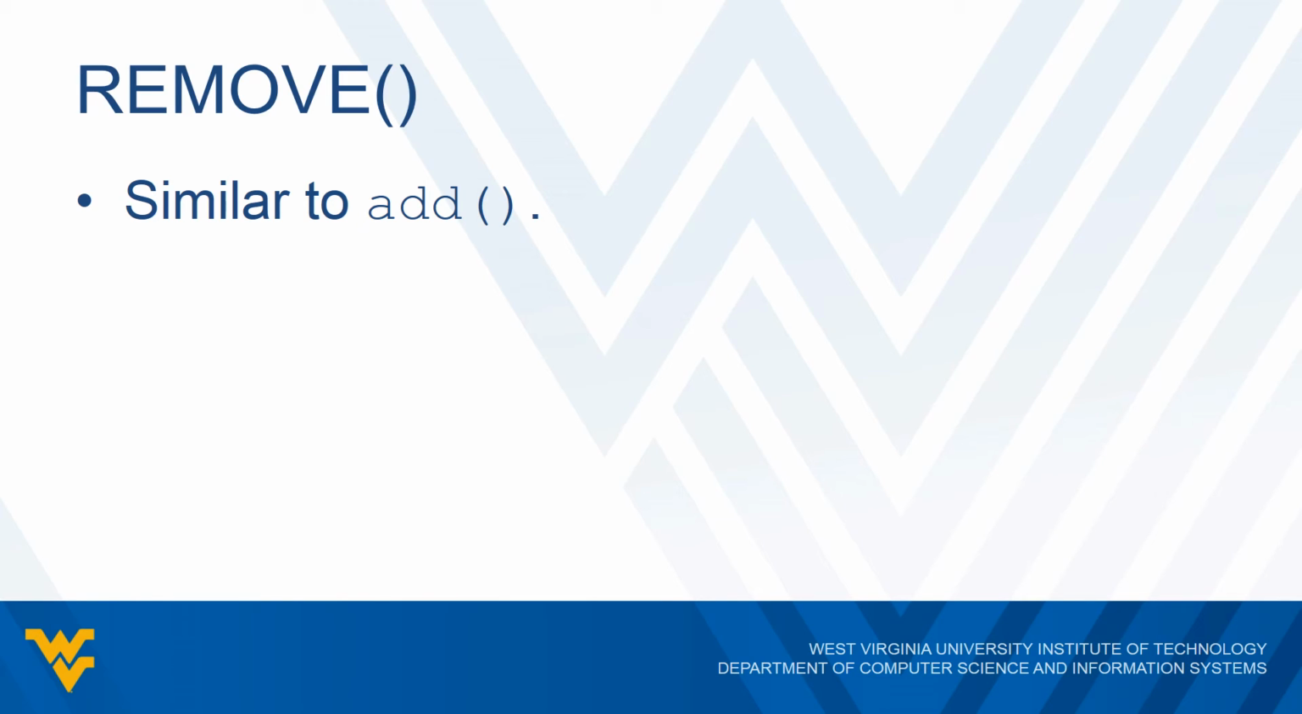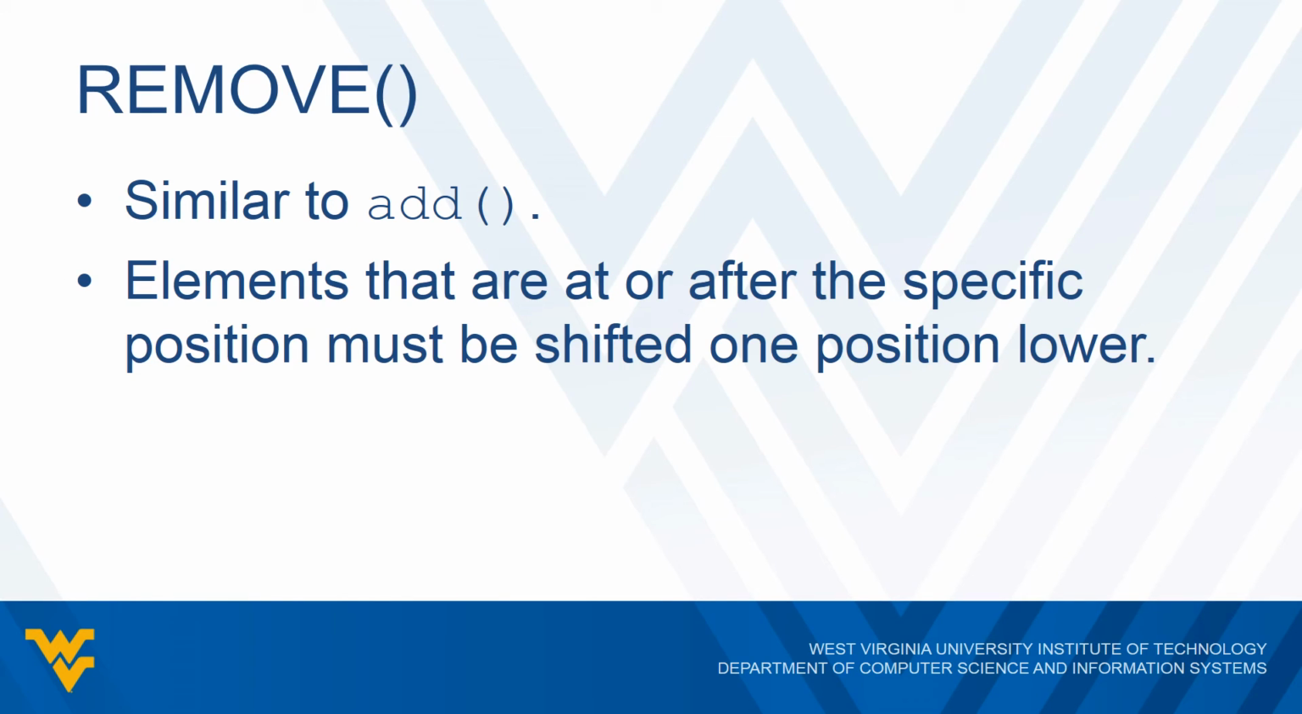Now, the remove method is actually very similar to add as far as how we're approaching it. All we're doing here is taking the elements that are at or after the specific position that we want to remove, and we're going to shift them one position lower. So here we're saying remove at a specific spot. We just take everything from that point onward and move it down one place.